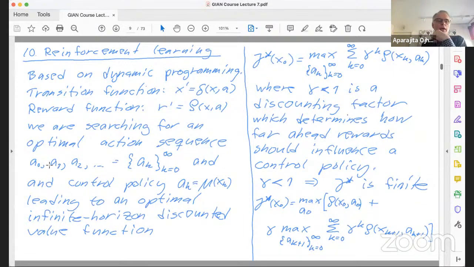And that can be described as an action sequence A0, A1, A2, etc. until infinity in general, but it could also be that we have a limited horizon. But from the beginning here we formulated to infinity. And a control policy is a function based on which state you are in. And that should lead to an optimal infinite horizon discounted value function.